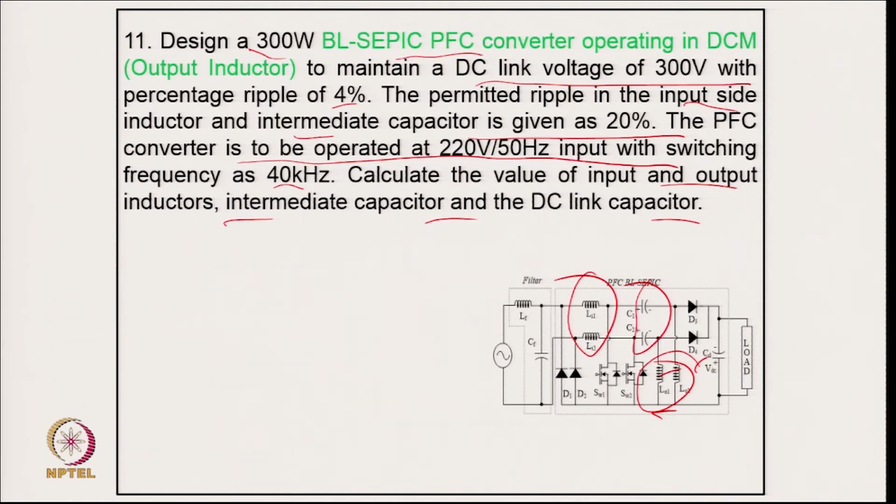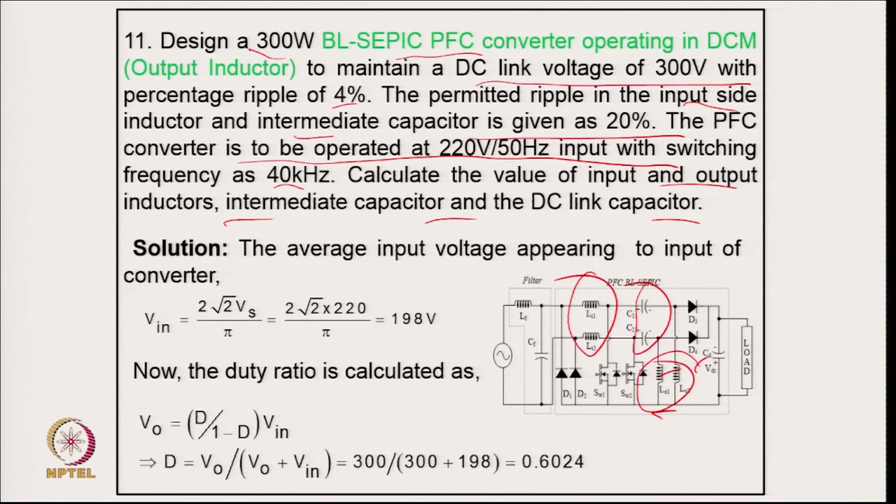Now, coming to the numerical solution, the average input voltage appearing across the input of the converter is V in equals root 2 Vs upon pi, where Vs is the RMS supply voltage. So, it comes to 198 volt after putting in Vs of 220 volt. Now, the duty cycle for a given input and output voltage: we have output voltage 300 volt and input 198 volt. So, we get the duty cycle as 0.624, and we are sure that it is operating in boost mode because the duty cycle is above 0.5, which certainly concludes that the converter is operating in boost mode.